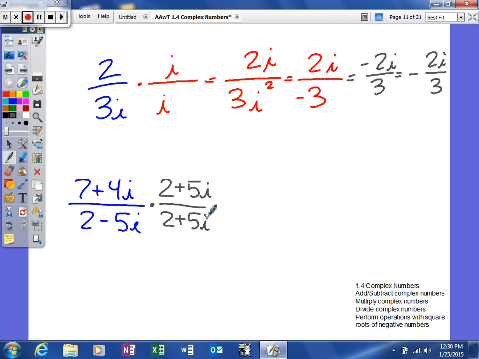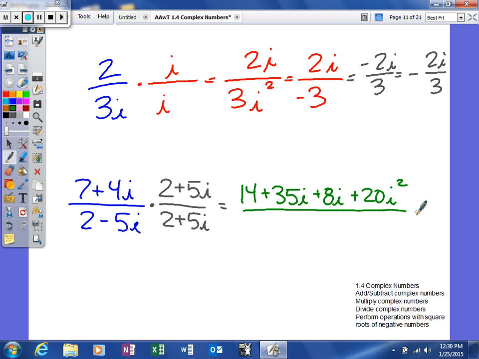When you distribute, what you should get is 14 plus 35i, and then plus 8i, and then lastly plus 20i squared. In our denominator, we're going to get 4 plus 10i minus 10i, and then minus 25i squared.